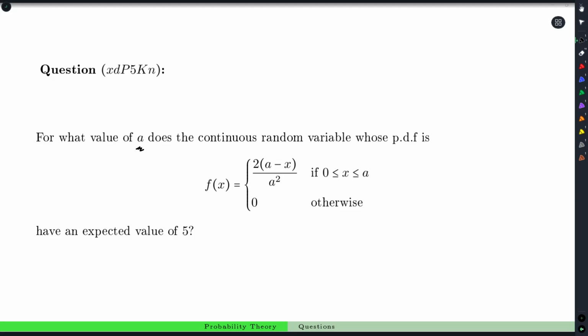For what value of a does the continuous random variable, whose PDF is given by this f of x function, this little piecewise function, have an expected value of 5? Okay? So let's look at this density function.